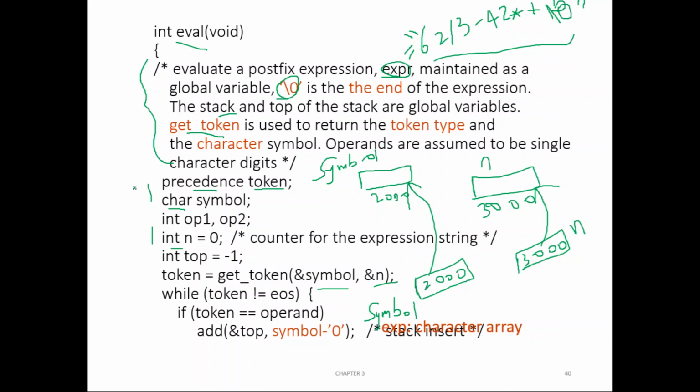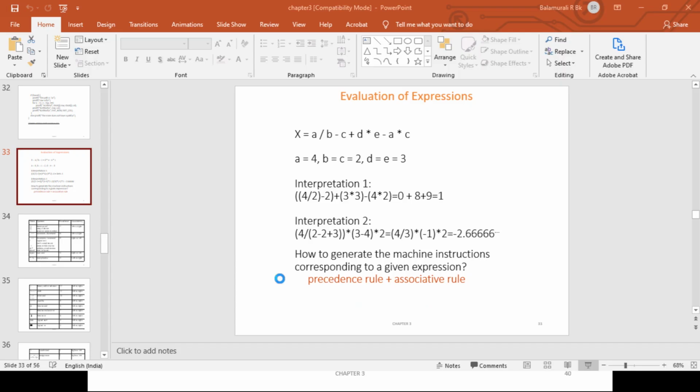Fine. So okay, now go back here. Now you are passing &symbol and &n. So you get token of &symbol, &n.